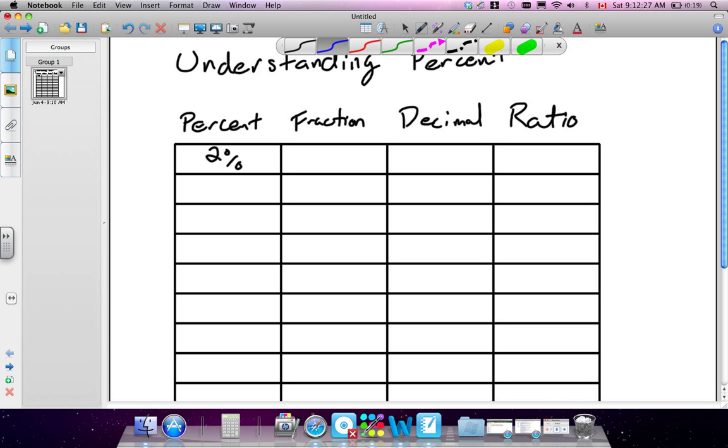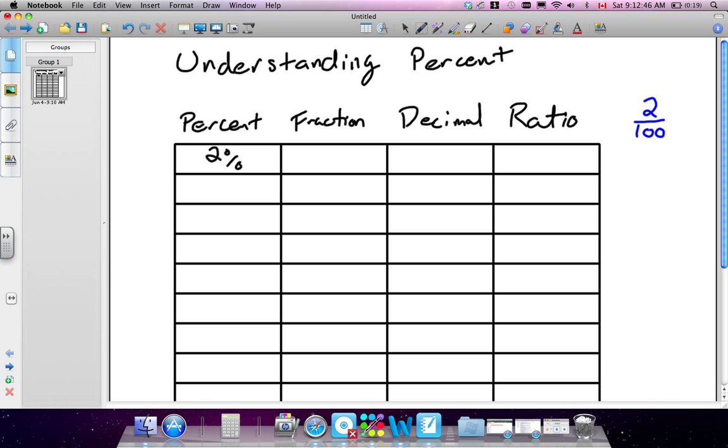So a percent, and I'll do this on the side here in a different color. We have the number 2%. Any percentage is out of 100. You can't actually get more than 100%, let's say, for now. So we have the number 2. We take the 2 and we put it over 100. So that's our fraction. Our fraction is 2 over 100.